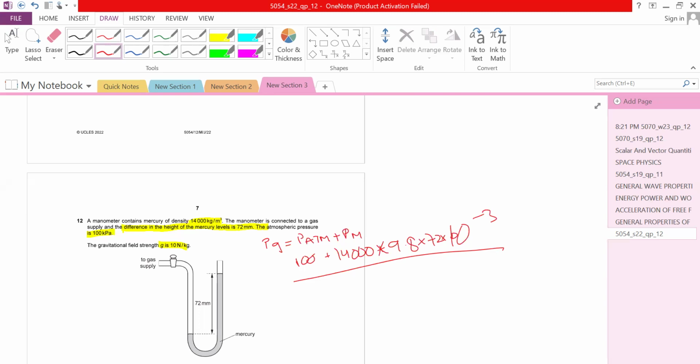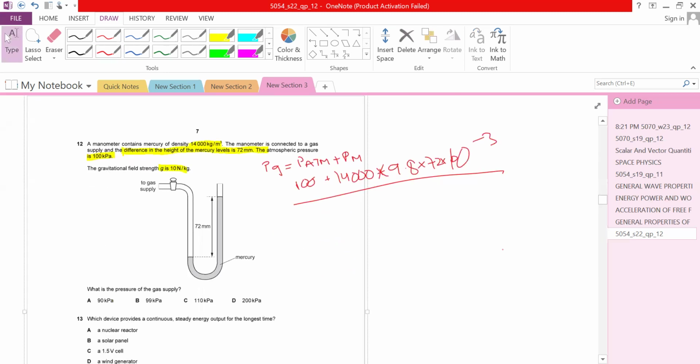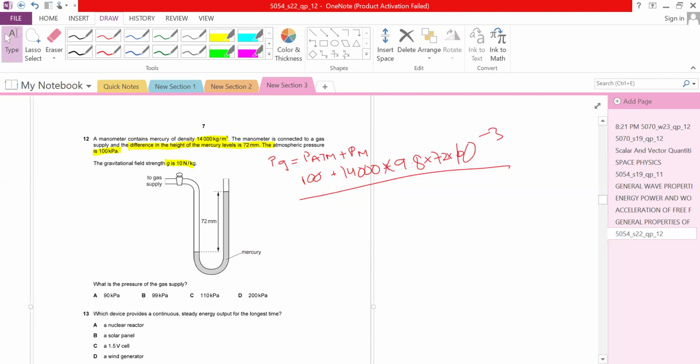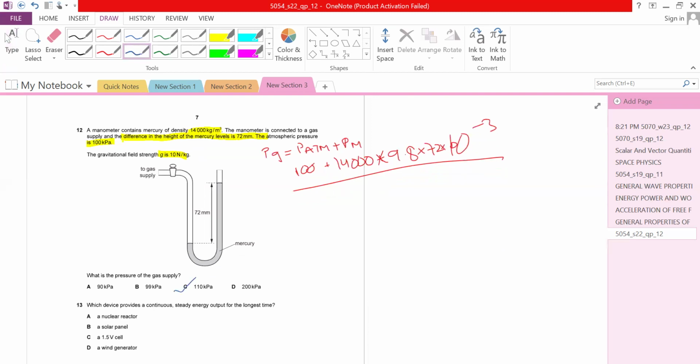Instead of writing 10, I have written 9.8 because this paper is of May June 2022, while in the May June 2023 paper, the gravitational field strength value is given as 9.8. So the answer is coming 110 pascals, which is C.